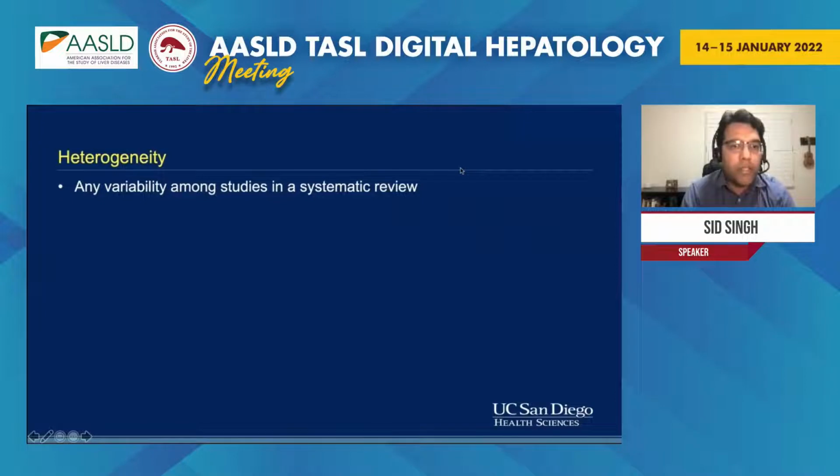As you go through the software, you'll be easily able to understand other different things, including subgroup analysis, which is a way to address heterogeneity. Heterogeneity is any variability among the studies in a systematic review.